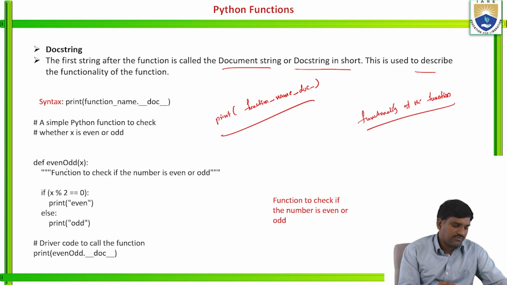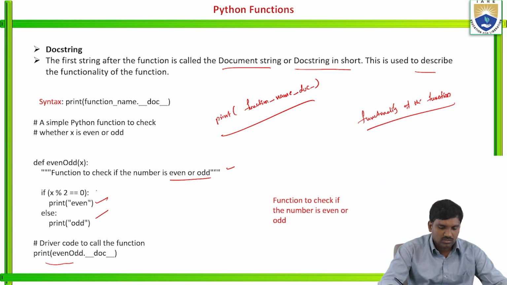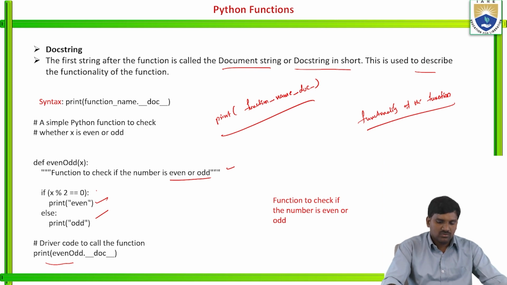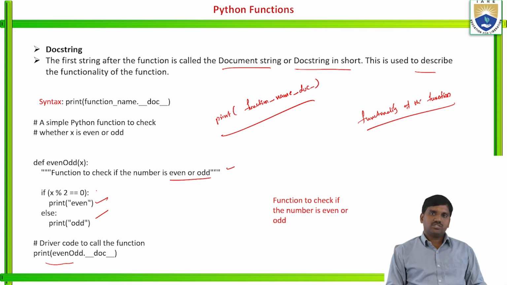Just an example definition: def evenOdd(x): with a triple-quoted docstring, "Function to check if the number is even or odd." Then if x % 2 == 0: print even, else print odd. Driver code to call the function evenOdd, and the docstring reads: function to check whether the number is even or odd. So the document string explanation is like that.